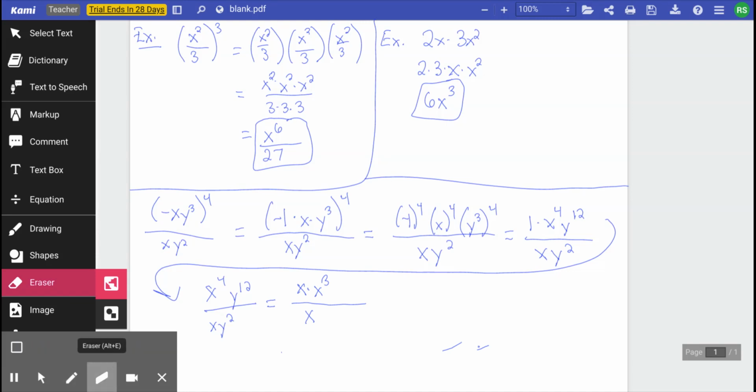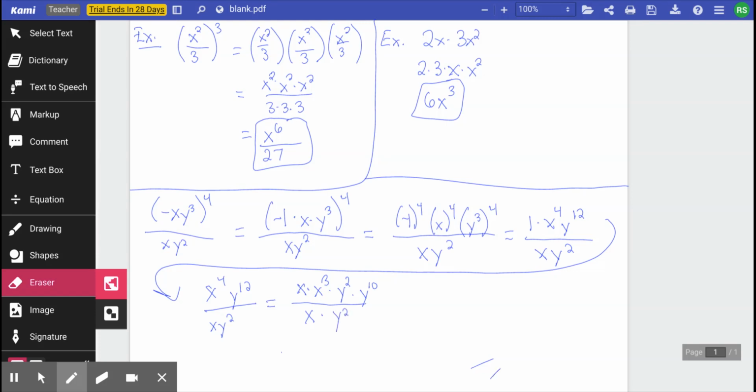The y, we have y to the 12th. So there are 12 y's being multiplied together in the numerator. There are 2 y's being multiplied together in the denominator. So I'm going to take 2 of the 12 y's and write them this way. We're going to group them. And then 10 more y's over y squared. So we still accounted for all 12 y's in the numerator. We just grouped it so that now we can divide out versions of 1.